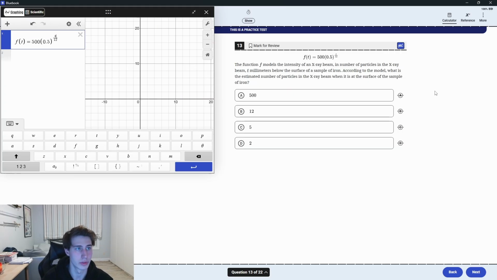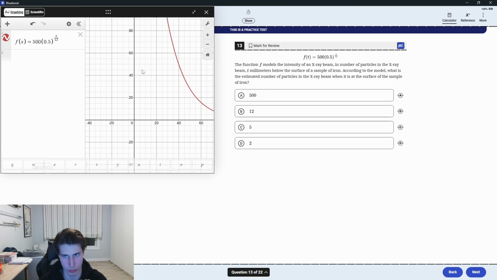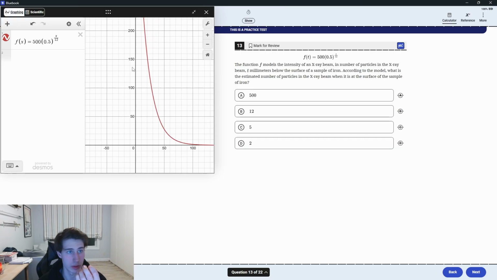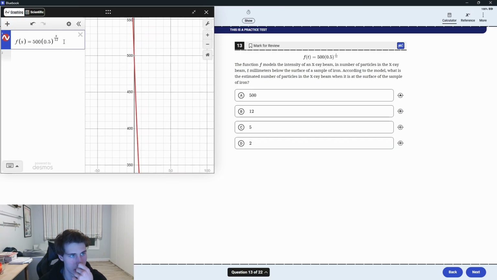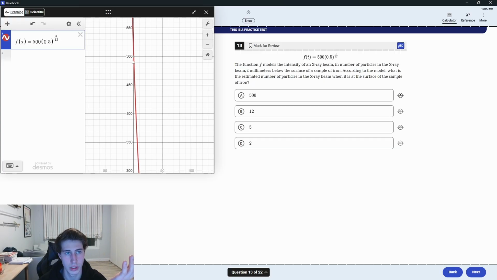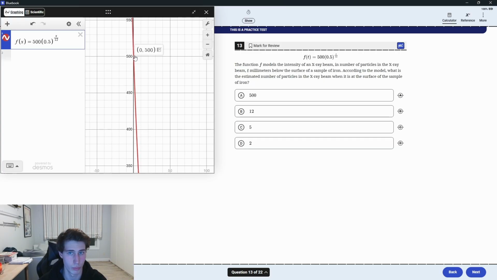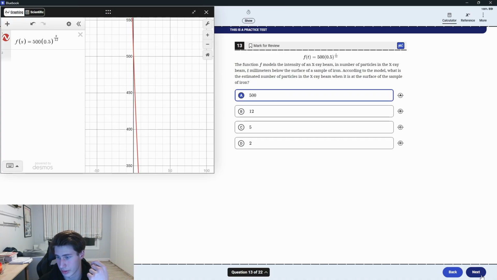You can set this equal to y, or make this x. So you might know that 500 is pretty much the y-intercept. That's when t is equal to 0, or x is equal to 0. That is your number. But if you didn't know that, you could simply plug it into Desmos, look at the graph and see, look, when t is equal to 0, so when it's 0 millimeters below the sample of iron, which is at its surface, how many particles go through? 500. And that is the correct answer.